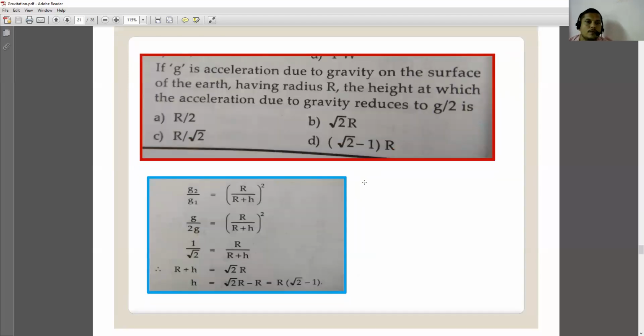Next, if g is acceleration due to gravity on the surface of the earth having radius R, the height at which the acceleration due to gravity reduces to g by 2 is. That means g, acceleration due to gravity, is on the surface of the earth, and the radius is capital R. So what do we have to find? The height at which the acceleration due to gravity reduces to g by 2. That means a height where acceleration due to gravity becomes half. Different options are there.